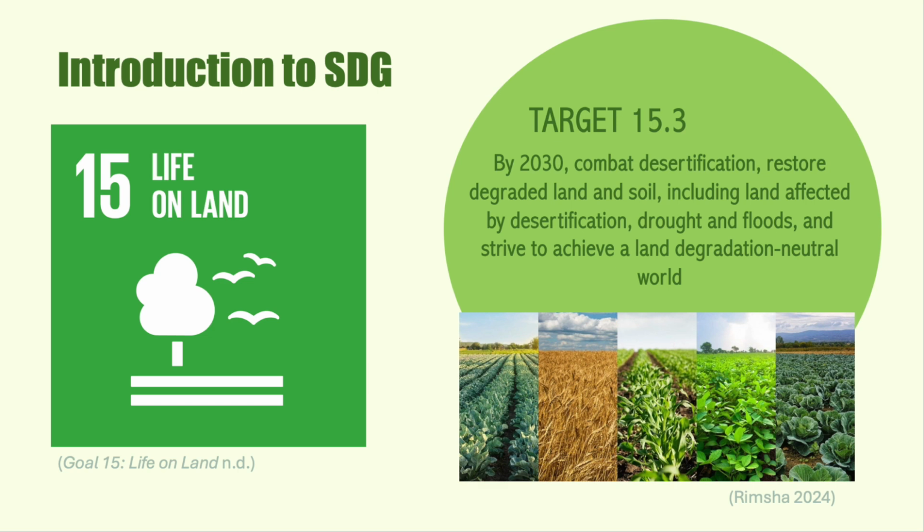Within this, we chose Target 15.3, which is by 2030 combat desertification, restore degraded land and soil, including land affected by desertification, drought, and floods, and strive to achieve a land degradation neutral world. Land degradation directly undermines food security and contributes to biodiversity loss, making it both an ecological and socio-economic challenge.